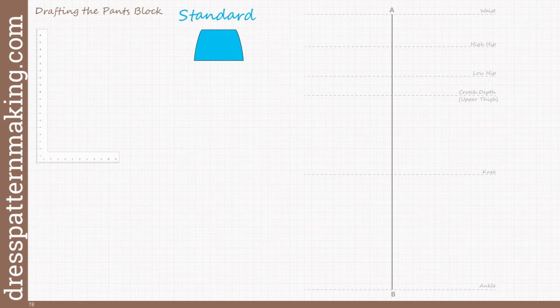You will need all the same basic guidelines as for the pants front. I won't repeat all of that again with the step-by-step detail I did for the front. To summarise, draw a vertical line down the middle of the paper and mark A and B. Then measure down and draw all the placement guidelines for the waist, the high hip, the low hip, the crotch depth, the knee and the ankle.